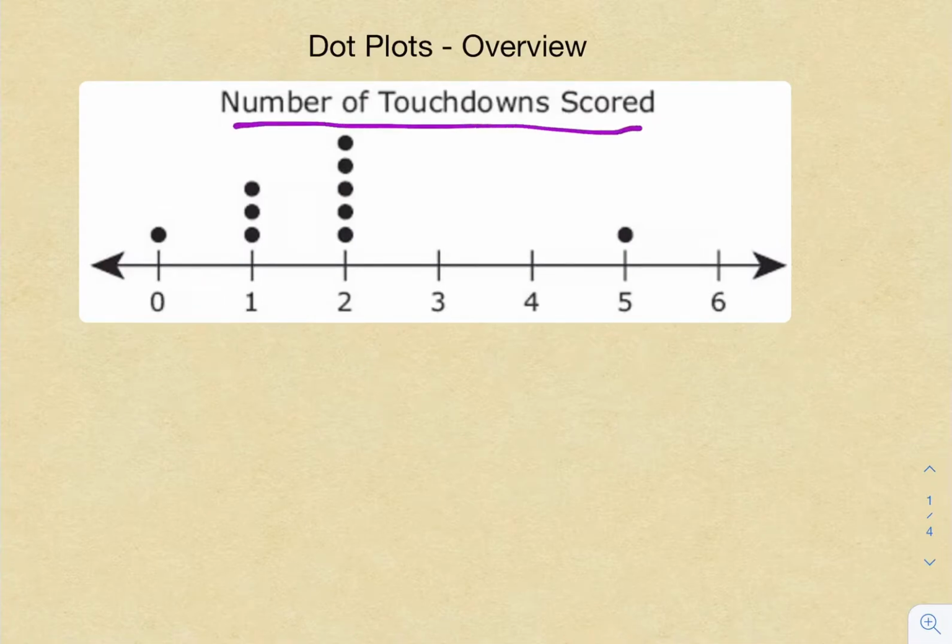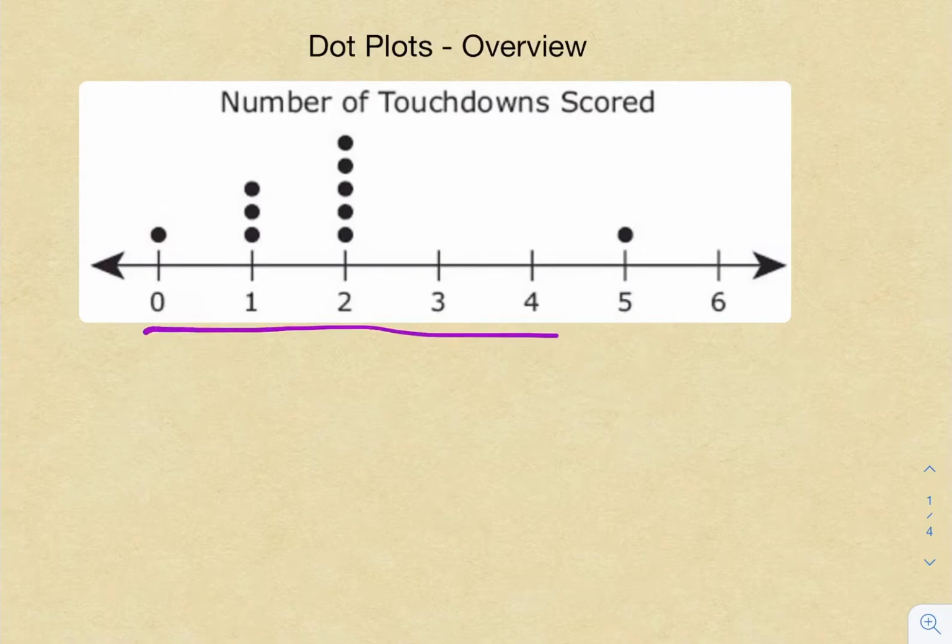We can see here that we have a title. We're going to be looking at the number of touchdowns scored in a football game. And then with dot plots, we have a number line down here. The good thing about the number line is that our points are already in order from least to greatest. That's going to help us out in a few moments.